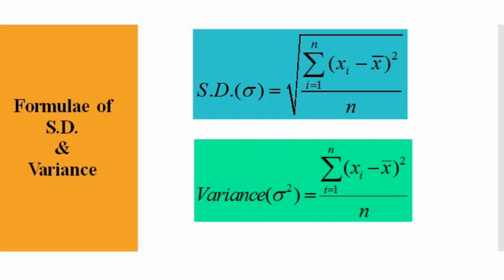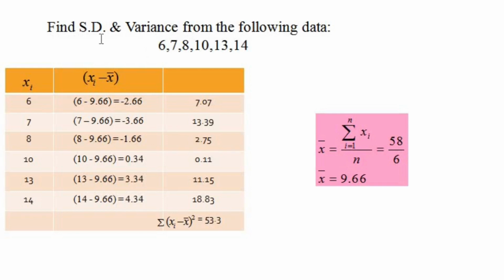Now we take one example of the ungrouped data. Find the standard deviation and variance from the following data. The data given is 6, 7, 8, 10, 13 and 14. These values are the xi, the variable.